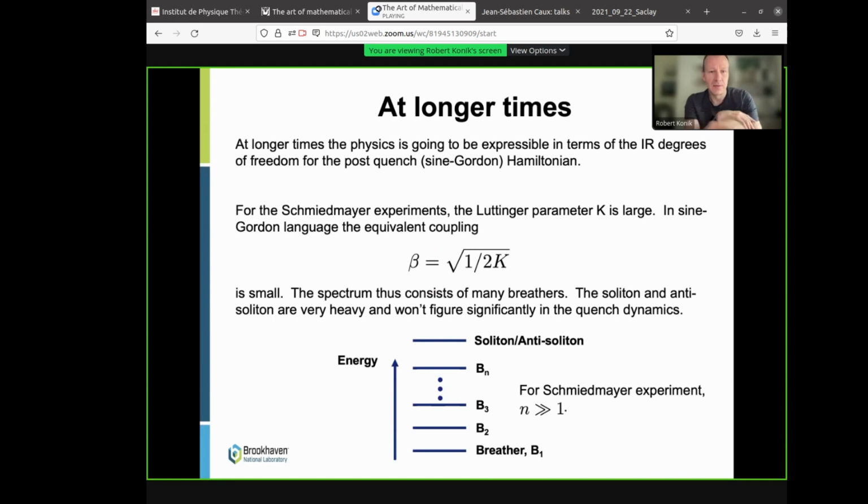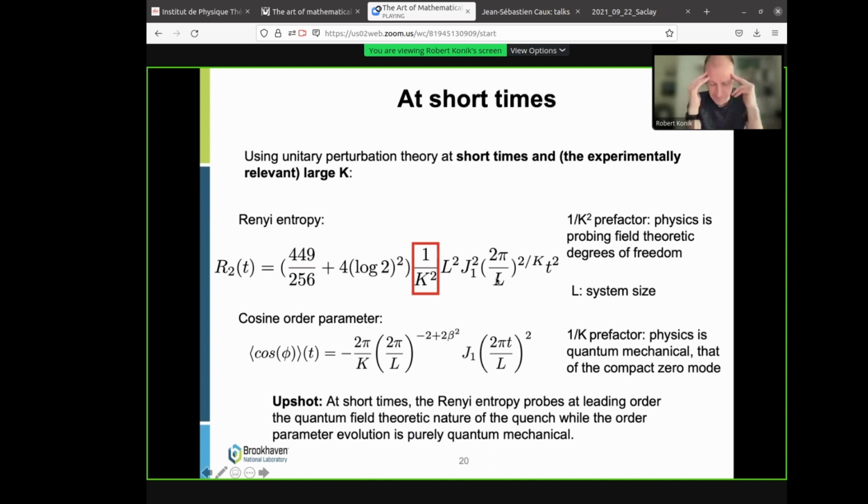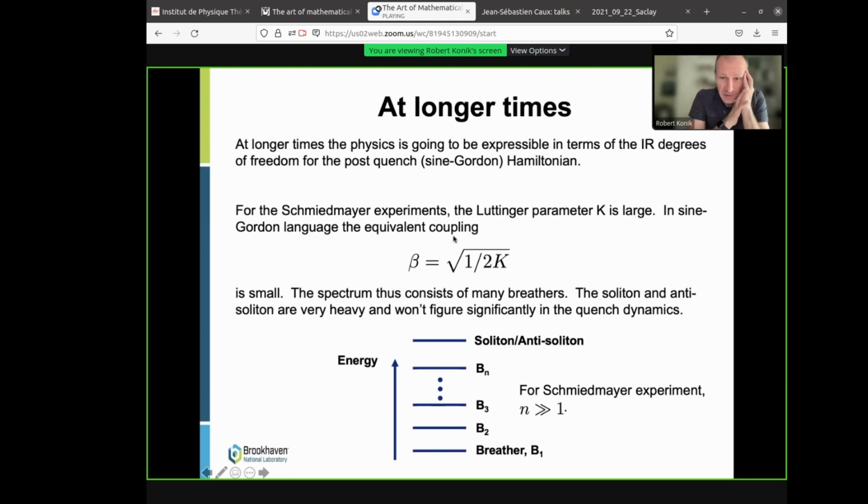Now, at longer times, in the short times, you're still in the UV, so you're going to be dominated by the spectrum of the unperturbed conformal field theory. But at longer times, you're really talking about physics in the IR, so you're going to be governed by the physics of the low-lying excitations of the Sine-Gordon Hamiltonian.